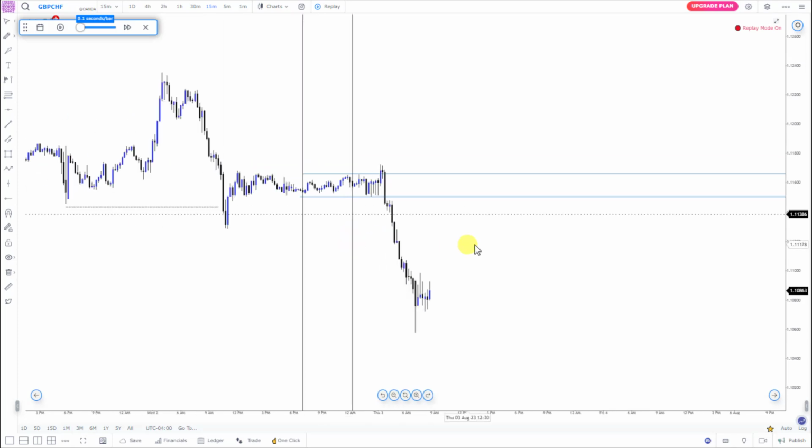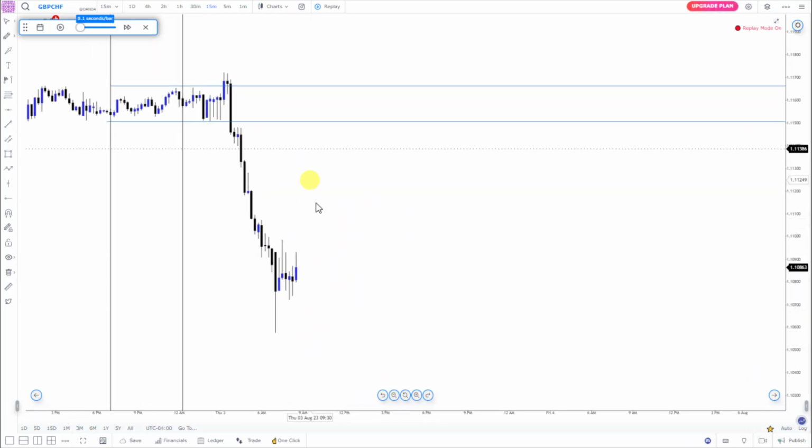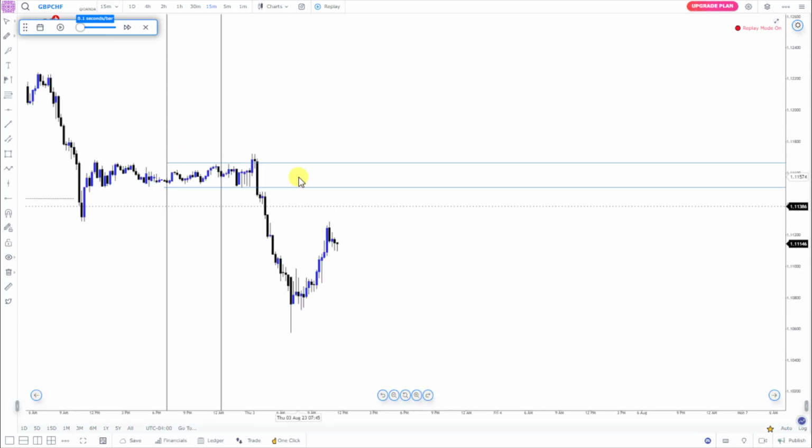This is one of the best strategies ICT has taught. And when I started trading ICT concepts, this particular strategy was one of the best strategies I traded, and even till today I still use this strategy and I keep teaching my students this strategy.